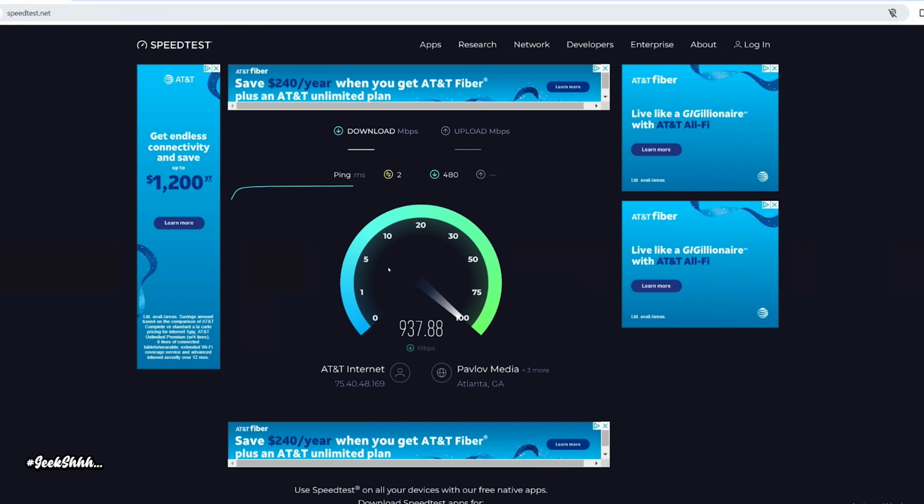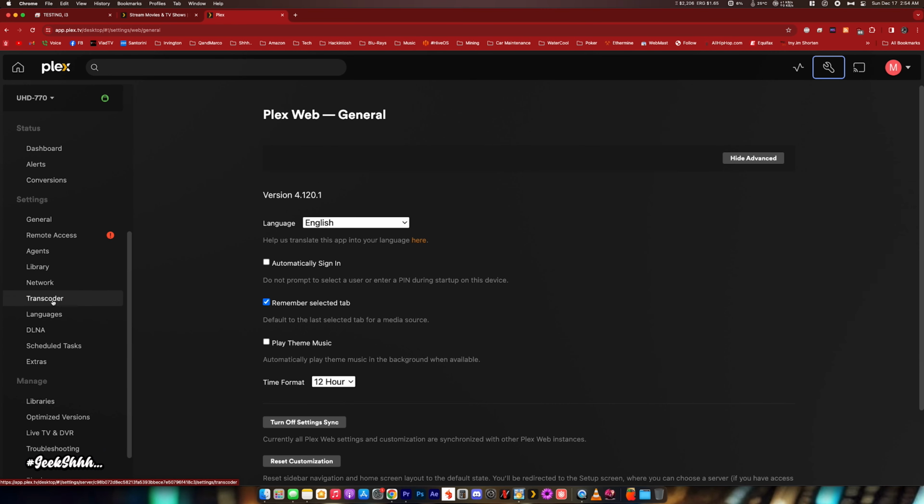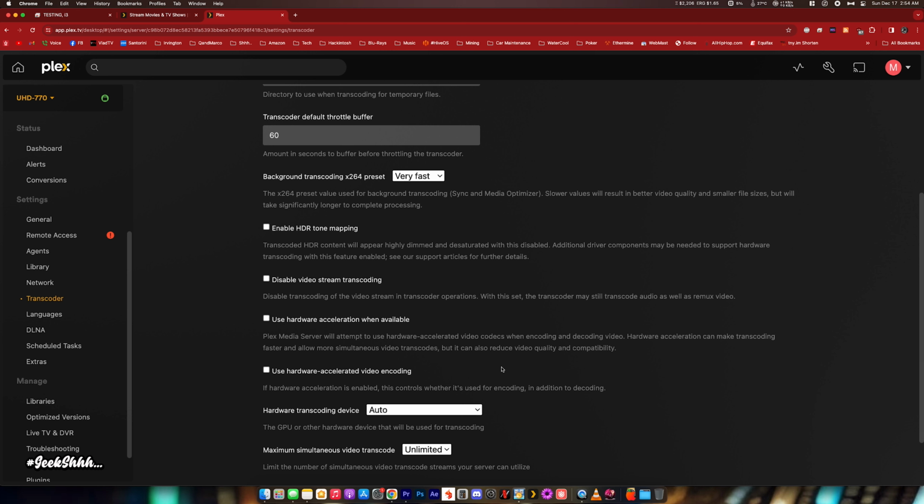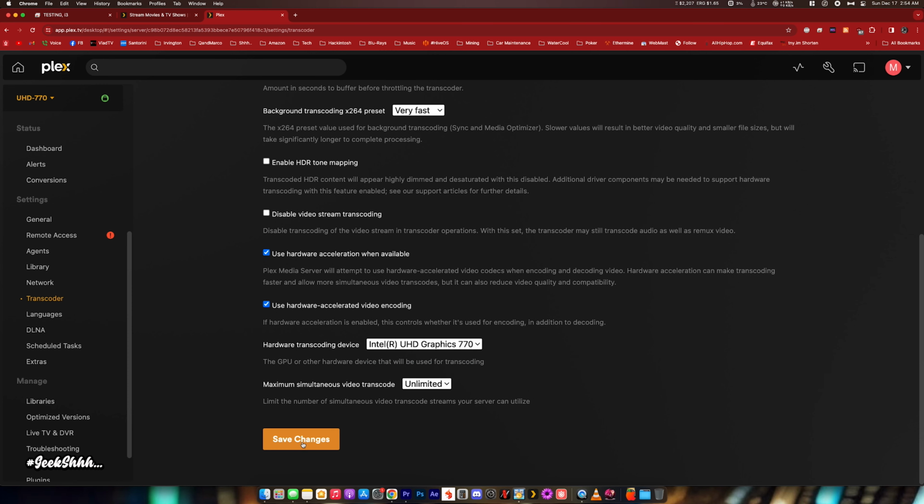A few things you should know: my ISP gives me 1 gigabyte download and also 1 gigabyte upload speeds. We purchased the Plex Pass so that we can enable hardware transcoding, meaning we're going to use a graphics card or the iGPU of the Intel CPU to do the transcoding of the movies. We are also going to use the Google Chrome web browser.